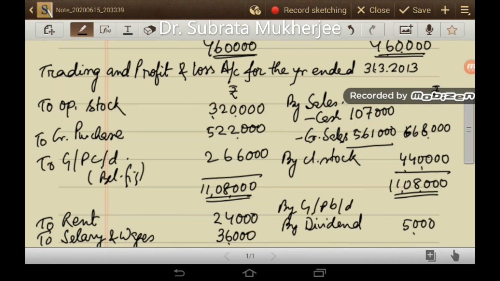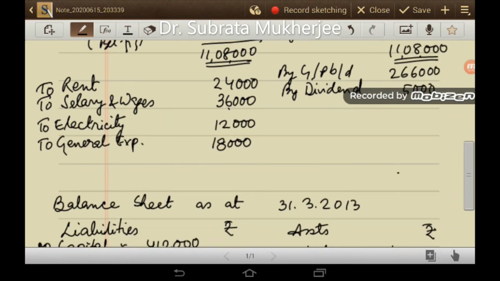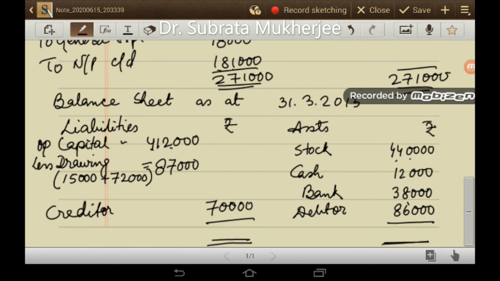By gross profit b/d 2,66,000, and total of your PL account will be 2,71,000. So rent 24,000, salaries and wages 36,000, electricity 12,000, and general expense 18,000, and you will get a net profit of 1,81,000. This net profit will be transferred to your closing balance sheet. So add net profit of 1,81,000, and your closing capital will be 5,06,000, and both side total of your balance sheet will be 5,76,000.